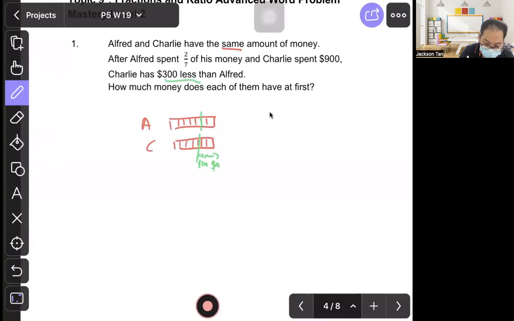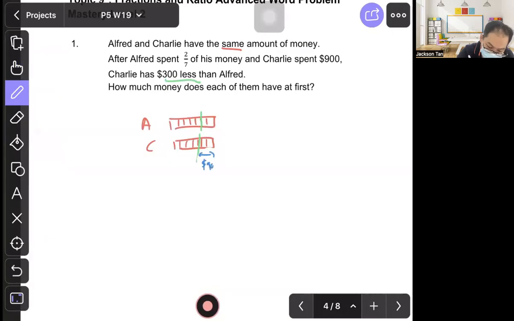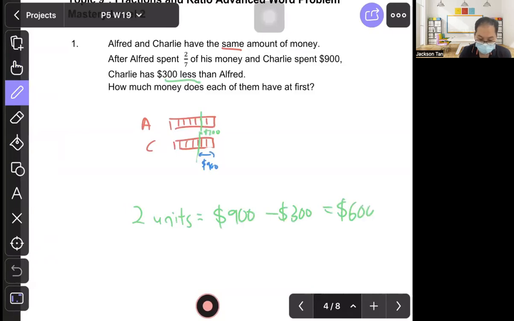Despite spending $900, so here simply take the model not correct. So it spent $900, but here show $300 less. So your 2 units will be $900 minus $300, $600. Then 1 unit equal to 600 divided by 2, $300.